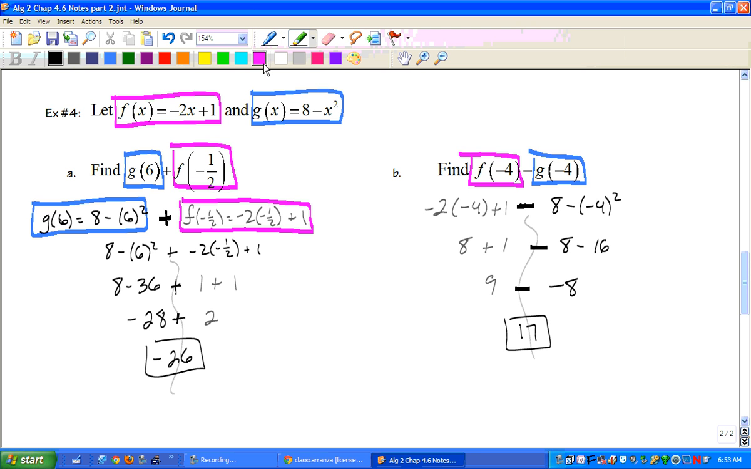Okay, and there's our answer. Here's f of x once you plug everything in. Negative 2 times negative 4 is 8. 8 plus 1 is 9. And then we're plugging in negative 4. Negative 4 squared is 16. 8 minus 16 is negative 8. Then don't forget the subtraction sign in the middle. 9 minus negative 8. Hopefully you all are doing your little clicks right there, and you get positive 17.